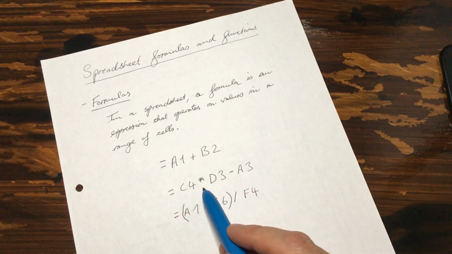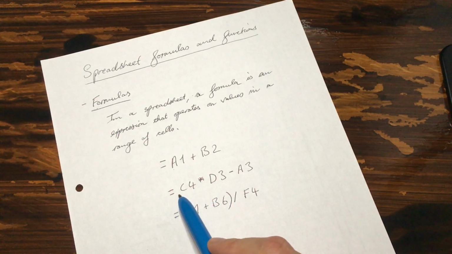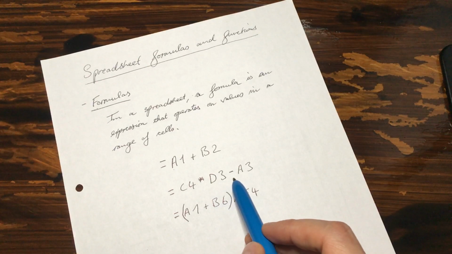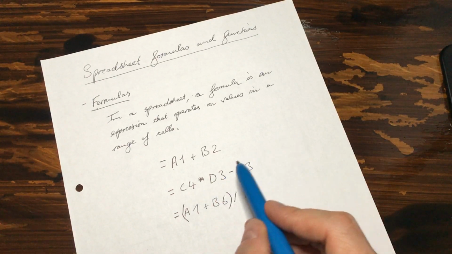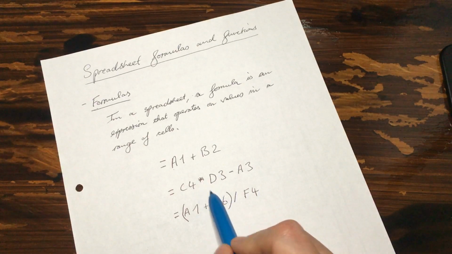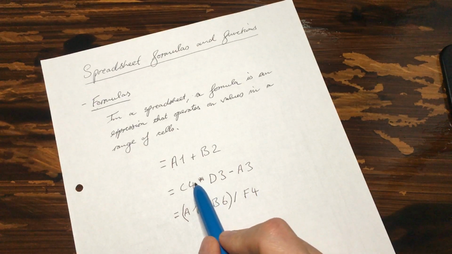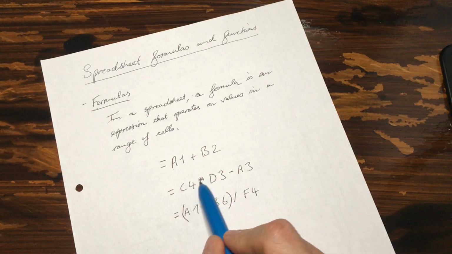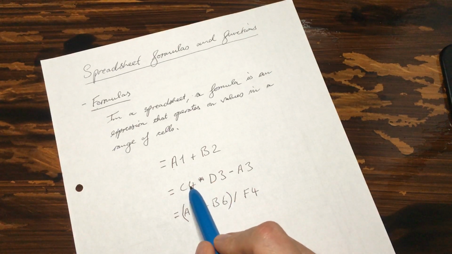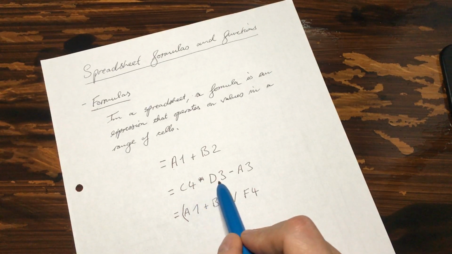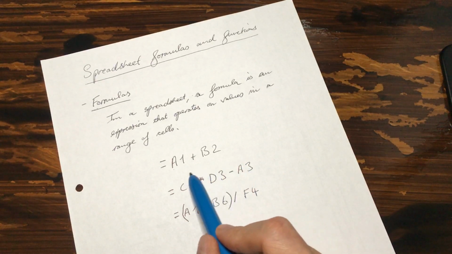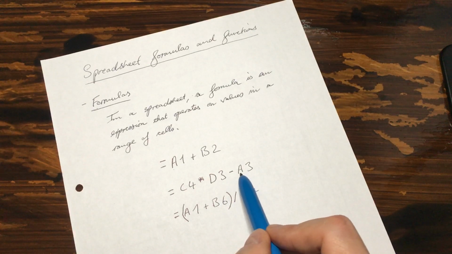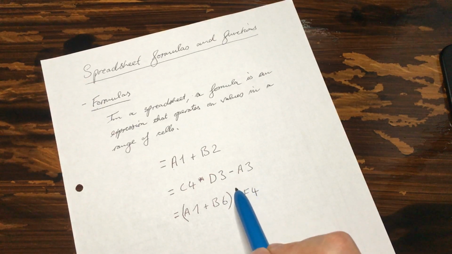Now here's a different example. This is where I am doing multiplication and subtraction. In this case, if you remember that big things get done first, these two will be multiplied. So whatever is in C4 multiplied by whatever is in D3, those two will be multiplied first, and then the answer of this will be subtracted by A3.